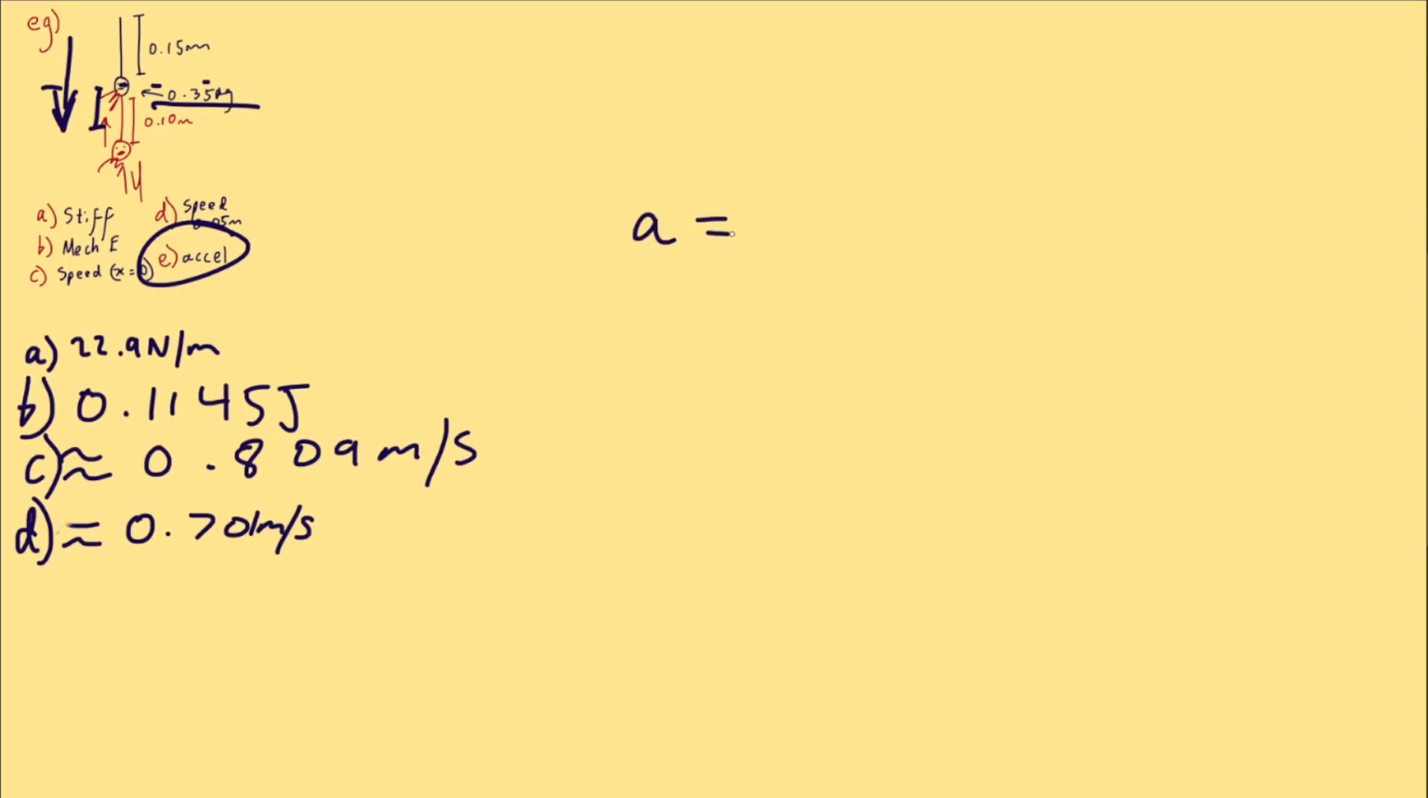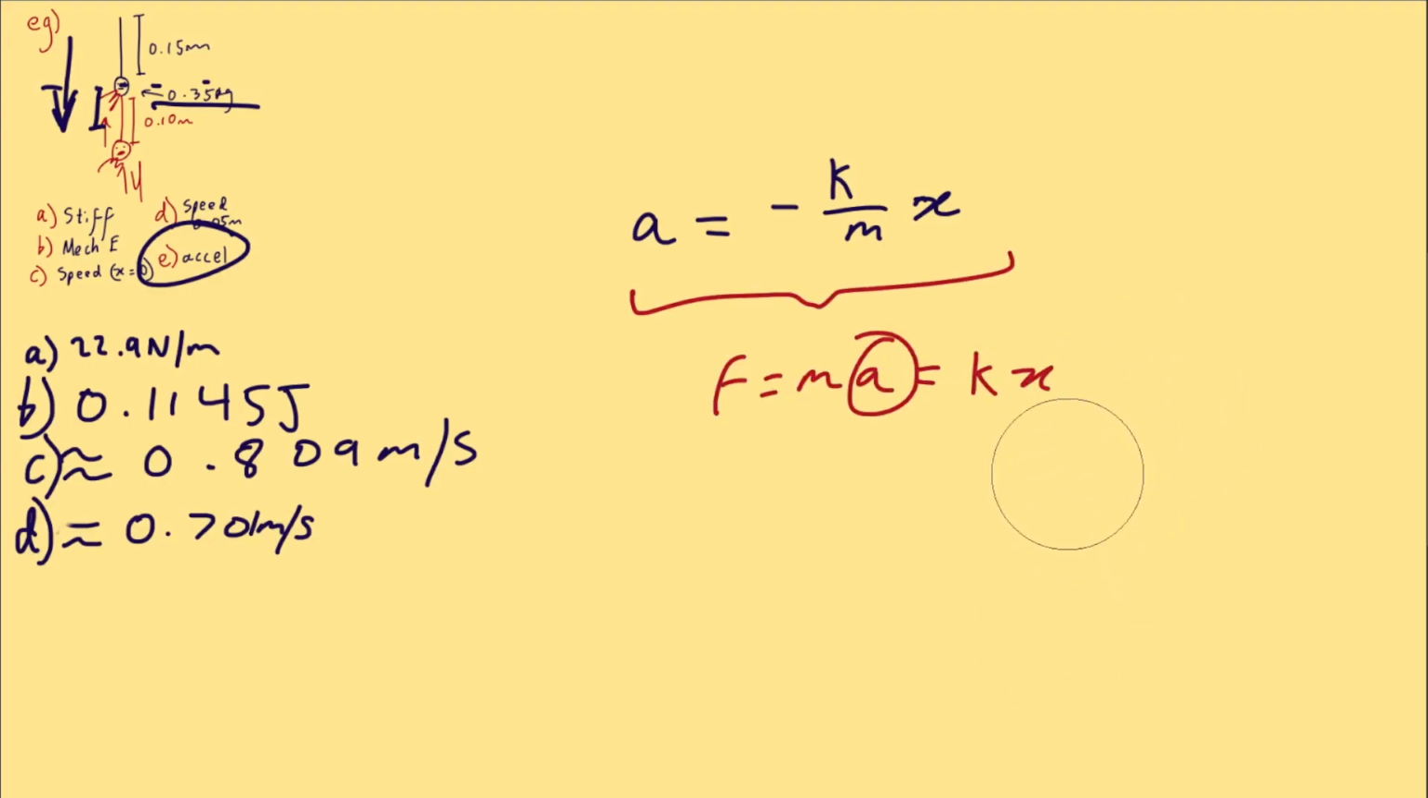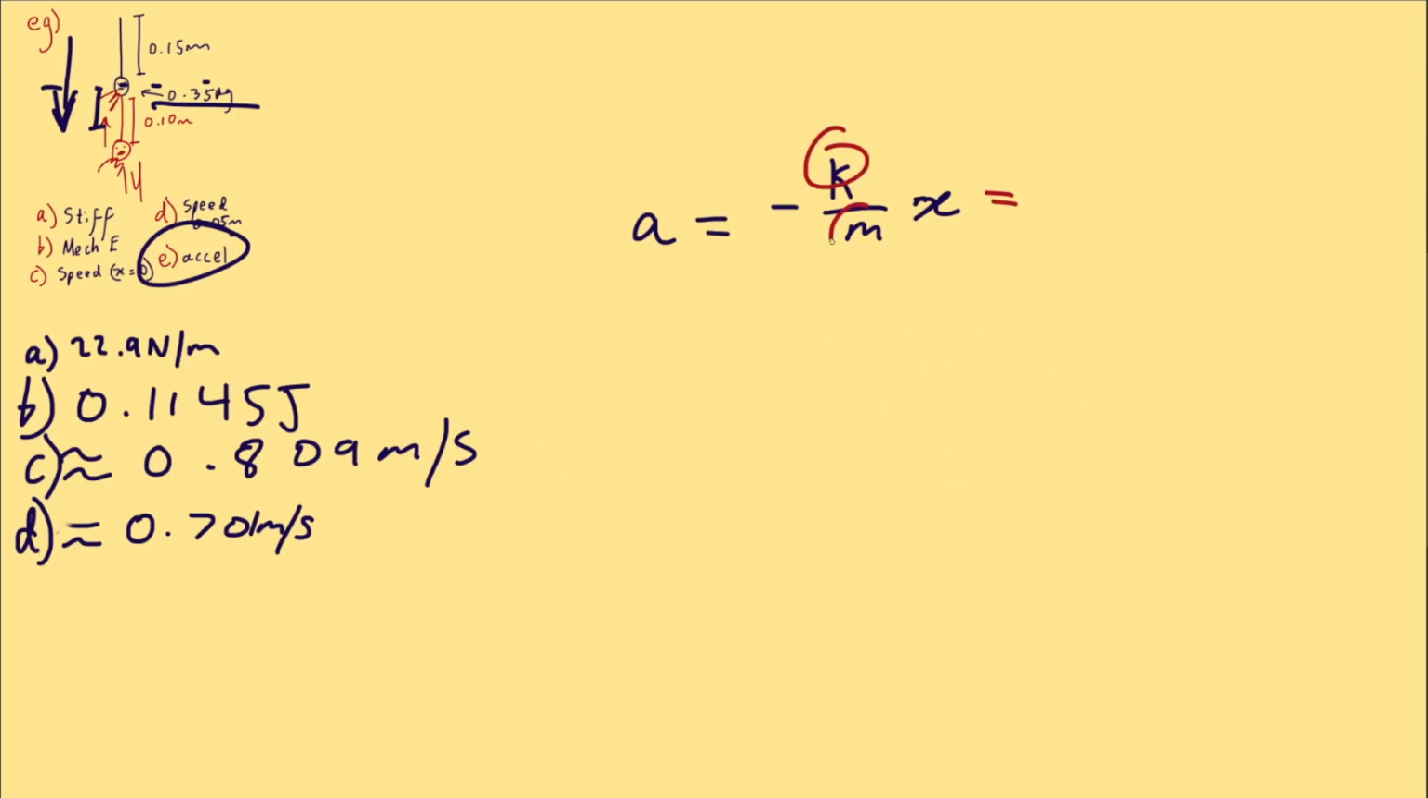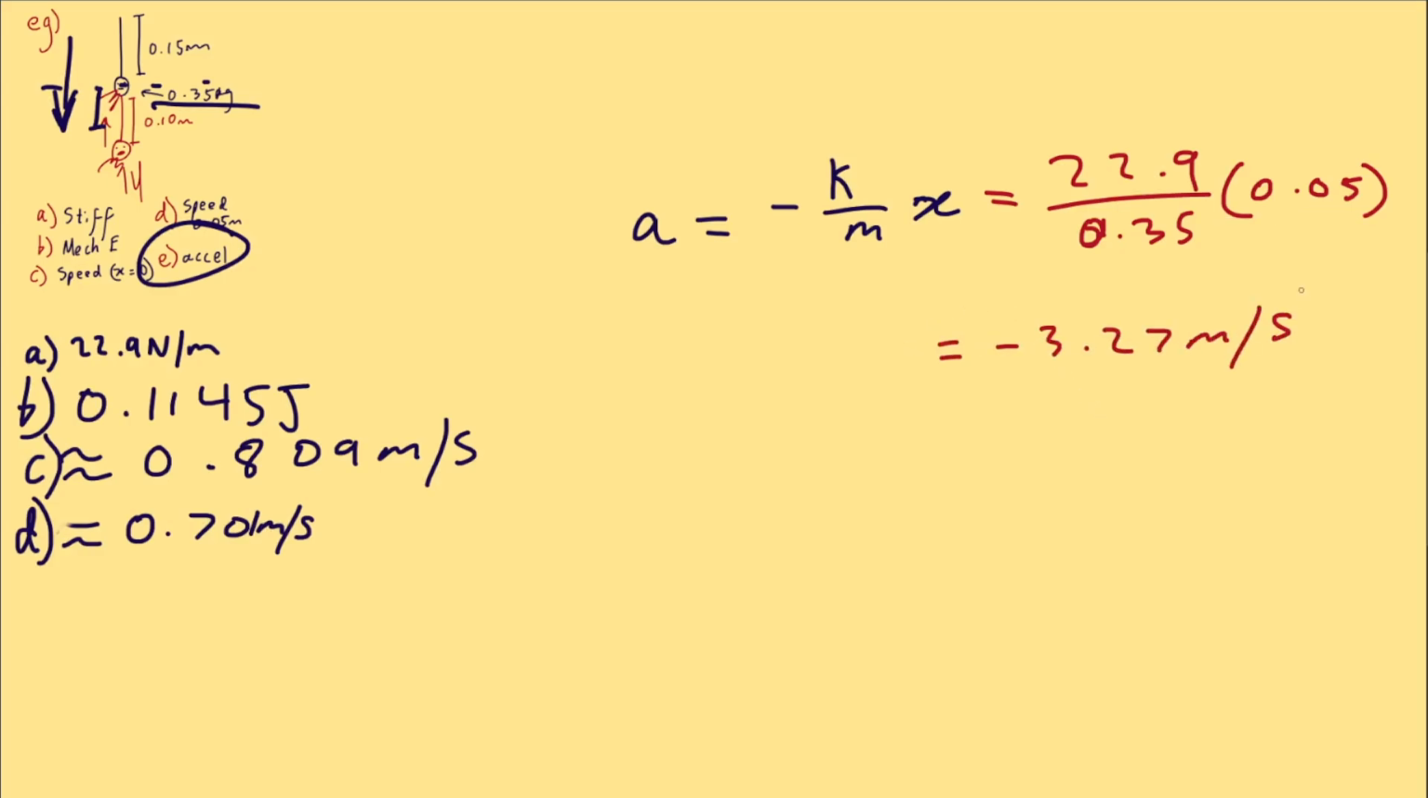The acceleration for systems like this is this formula, which we got in the last video by combining Newton's second law with Hooke's law and then rearranging for acceleration. We know every value here. The stiffness constant is 22.9. Mass is 0.35. And the displacement we're solving for is at 0.05 meters. This gives us negative 3.27 meters per second squared of acceleration at that point.